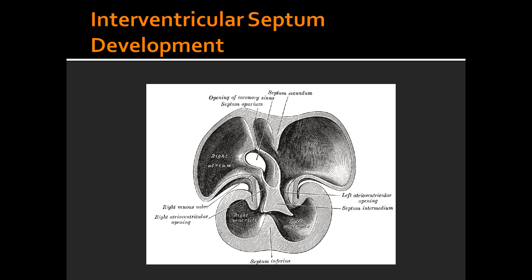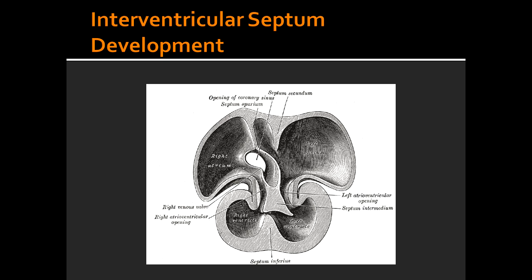Describe what you see on picture 3 of the interventricular septum development on page 250. On image 3, you see the growth of the endocardial cushions, which separates the atria from ventricles, and this contributes to both atrial separation and the membranous portion of the interventricular septum.